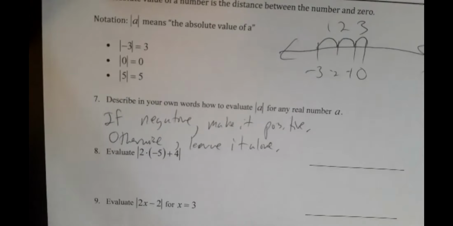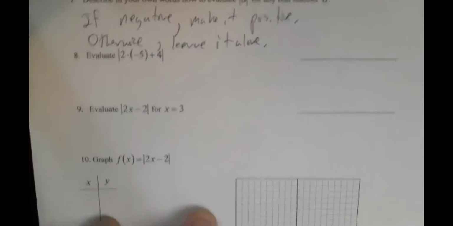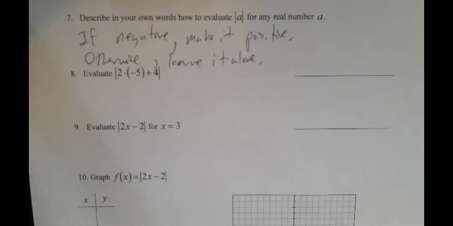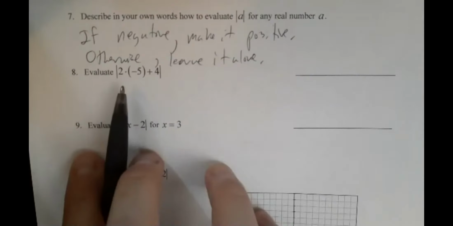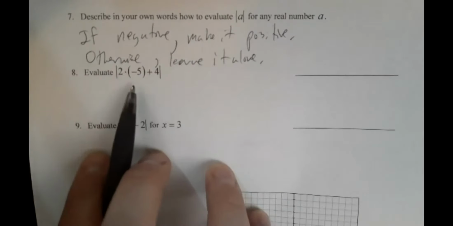Okay. And so now they're going to put this concept of taking absolute value along with some PEMDAS. The absolute value acts as a sort of parentheses, which is what it kind of looks like. So we're going to do the thing inside the absolute value before we take the absolute value. The absolute value should be the last thing that you do. So we're looking inside the absolute value and trying to crunch the numbers inside.